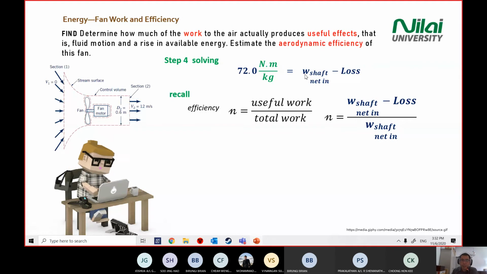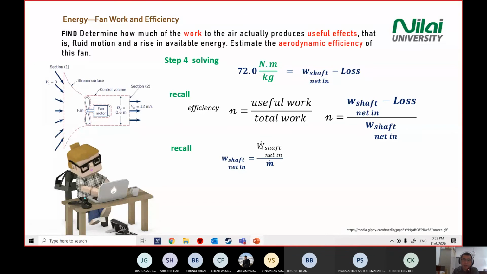So we just expand what we understand of the efficiency definition. Useful work is shaft work, because on the left hand side just now is the useful work, right? So we take the work shaft minus loss, divided by our total input, which is what is in, right? So we need to recall what our W shaft net is. We take our power divided by m dot. W dot means power, the rate of change of work, divided by m dot.